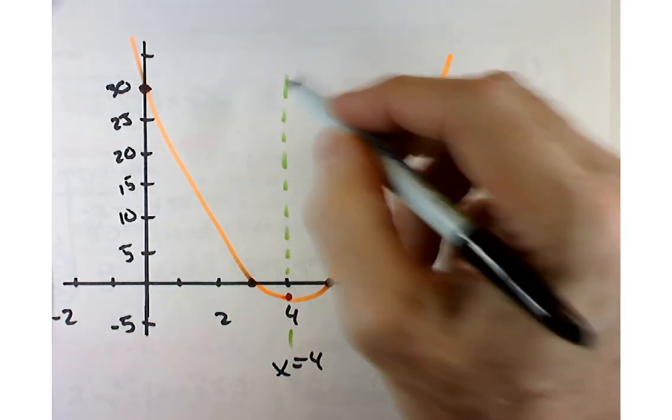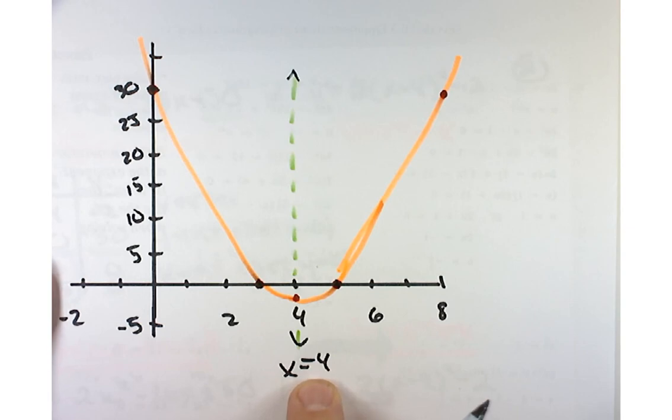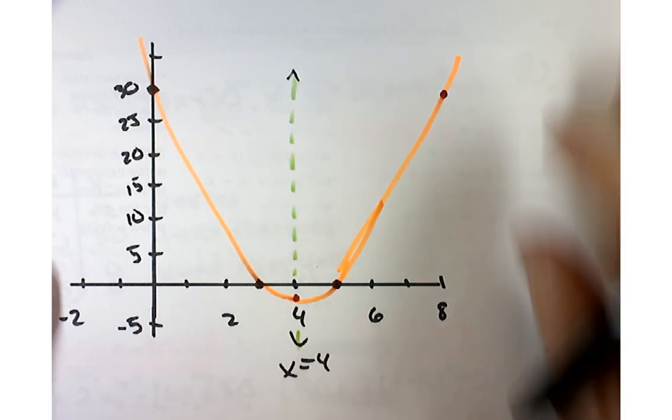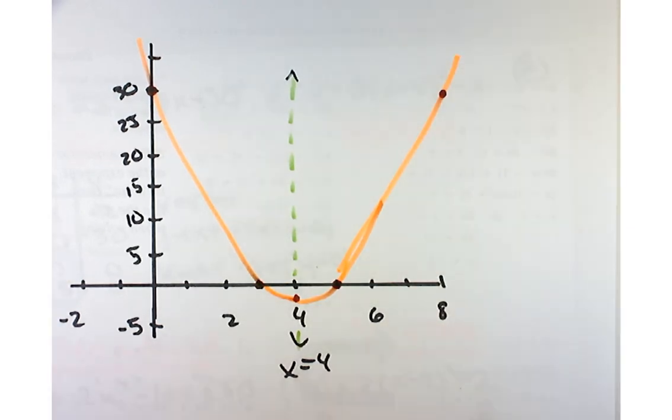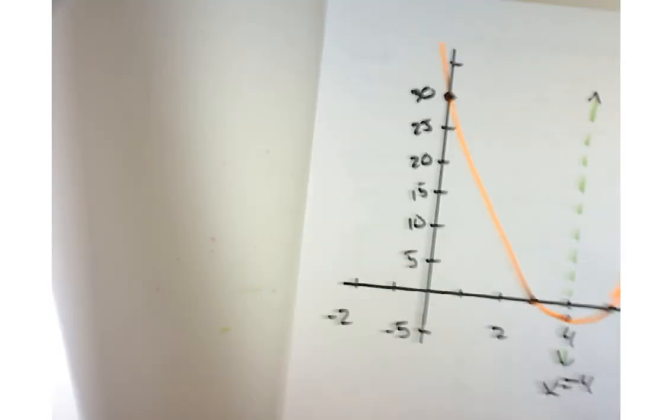Make sure that when you give me the equation of the axis of symmetry that you give me x equals whatever number that is that goes through the vertex. Don't just give me 4. But other than that, there you go.